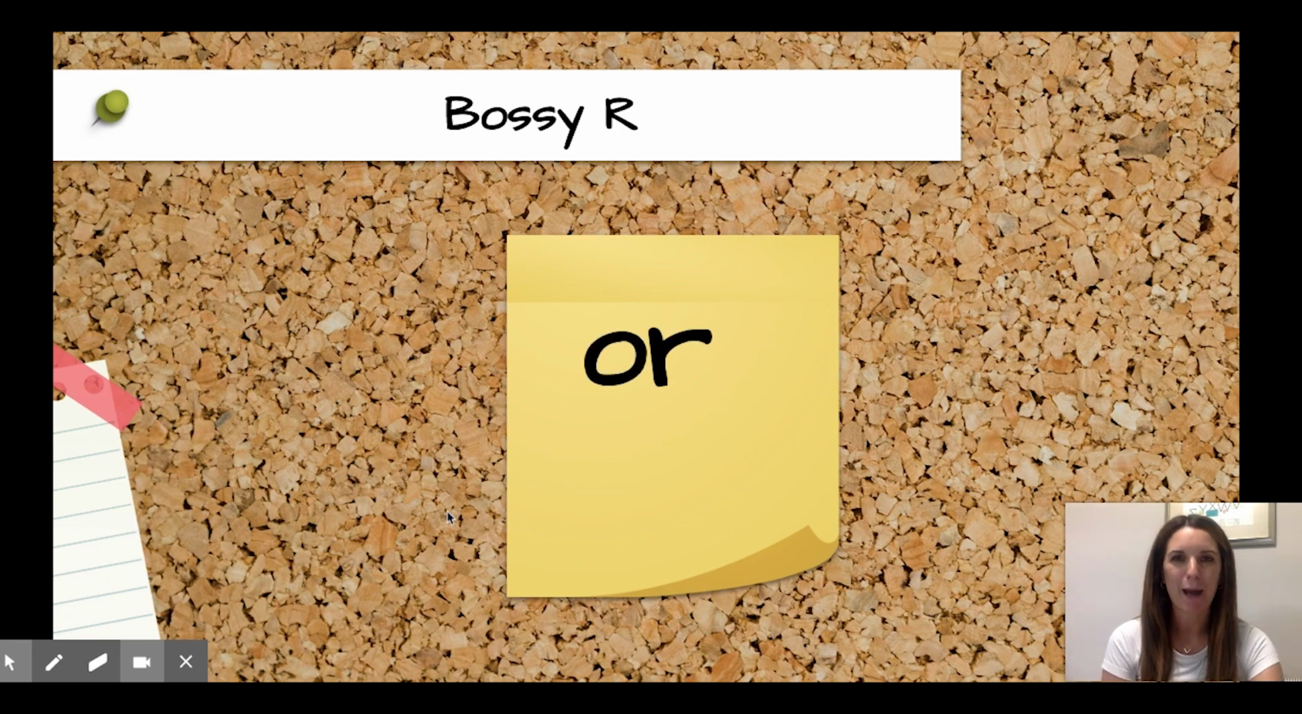The new bossy R pattern that we talked about today was OR. OR makes the sound or, like in the word horn. Be on the lookout for this bossy R pattern as well.